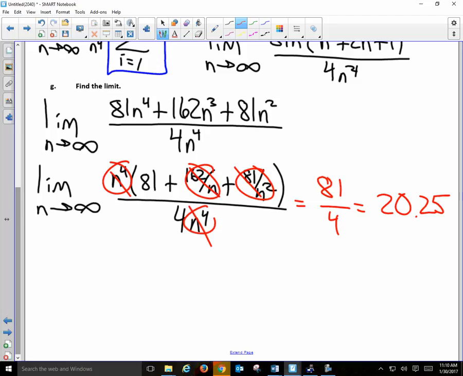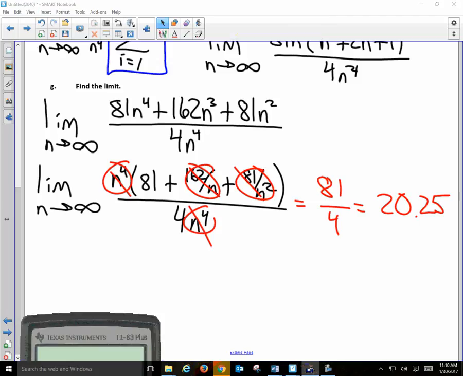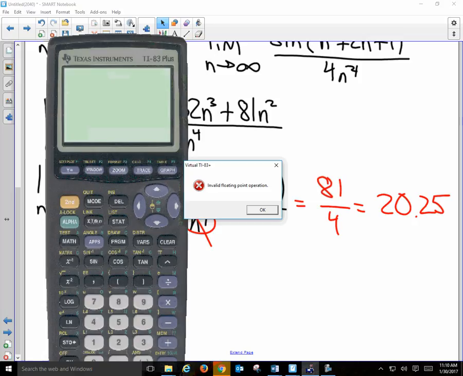Now, I know that you're a little bit skeptical of the result. Invalid floating point operation? What the heck? I've never gotten that error before. Wow, we broke it. Unbelievable. Let's try to quit this application. Close window. Will you go away? I don't know. Okay, we'll have to fix that.